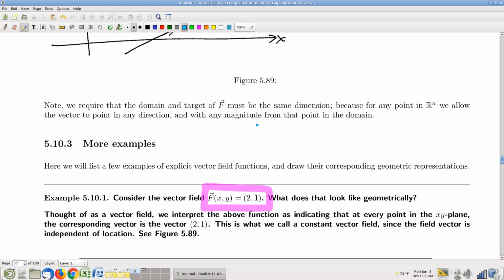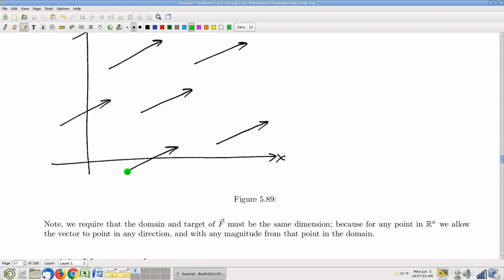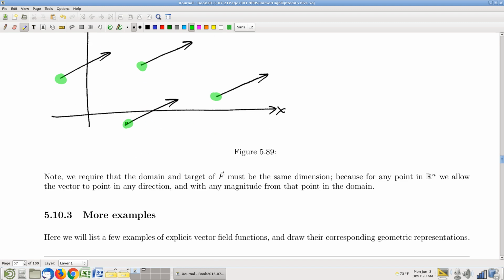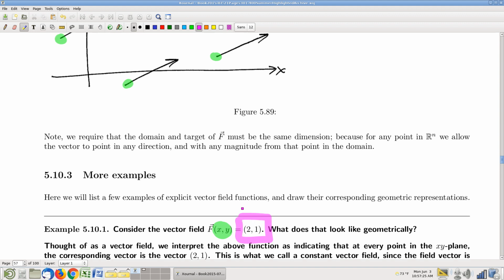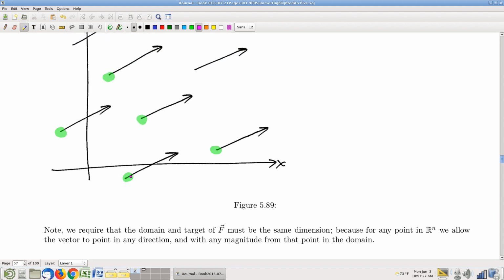Okay, this is reviewing it as a vector field. Notice the field vector, no matter where you are, for any x and y, who cares where you are, you always get the same field vector: 2, 1. So you're here at this point, field vector is 2, 1. What about over at this point? Field vector is 2, 1. How about over here? 2, 1. Always 2, 1. Same output vector, same field vector for every input point.